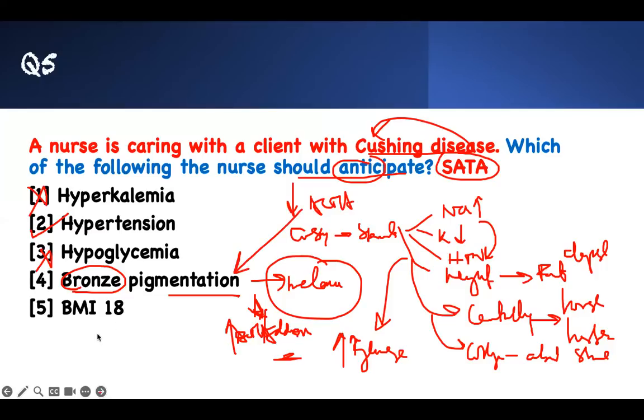If you're going to gain weight, your BMI shouldn't be 18. So there's only one answer. I intentionally set it that way. This is too low. You don't see this. This should be hyper. This will be hypo. So only one, hypertension.